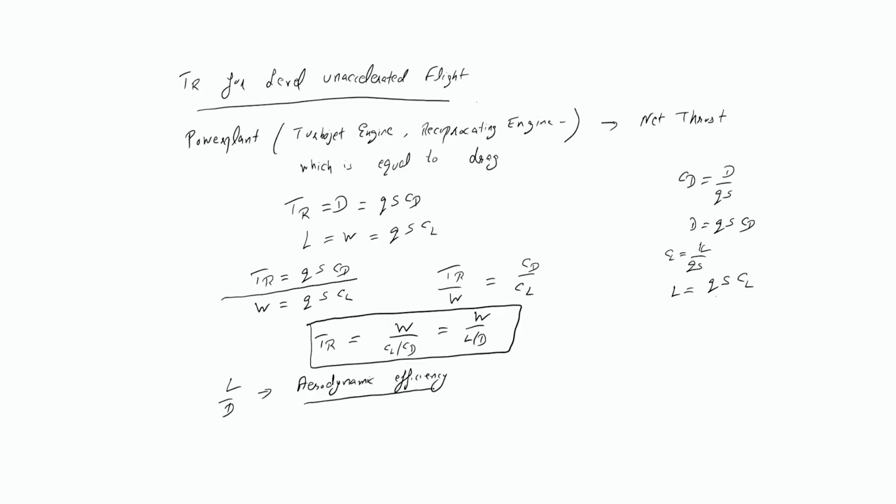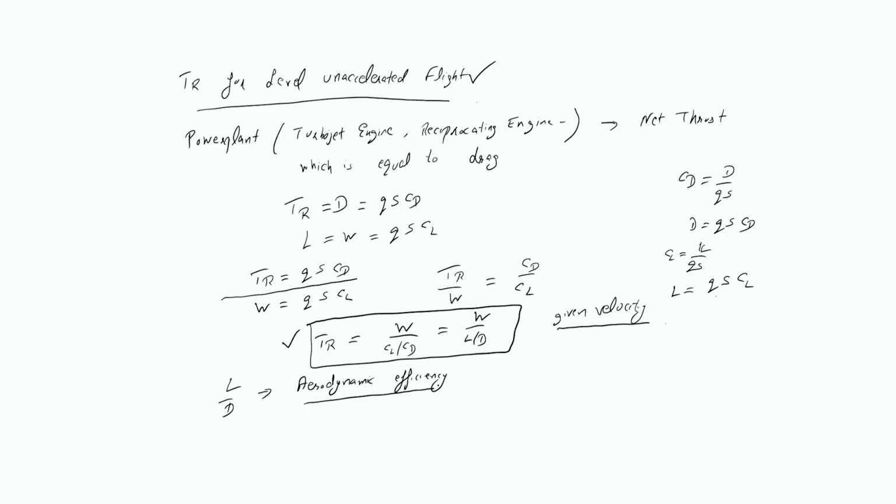This is purely related to the aerodynamics of the aircraft. So this is the thrust required for an aircraft to fly at a given velocity in level unaccelerated flight. All right, so let me repeat. This is the thrust required for an aircraft to fly at a given velocity in level unaccelerated flight. Please do not forget, this is applicable for level unaccelerated flight.